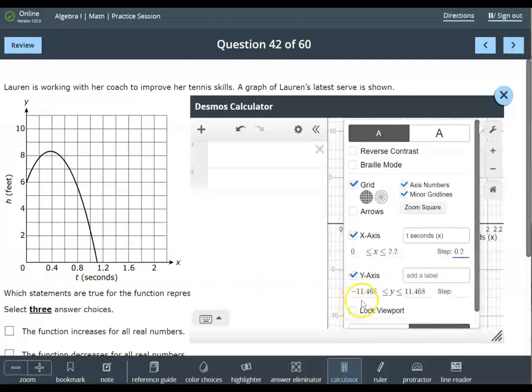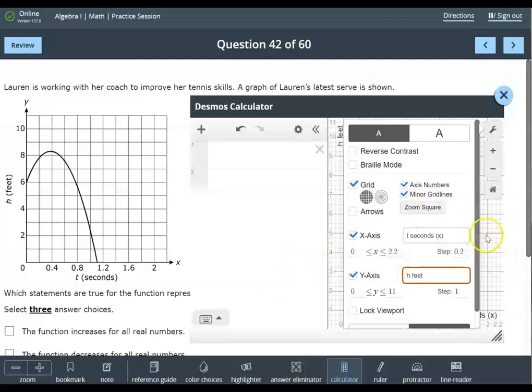The y values on the graph go from 0, and they don't go to 10, they actually go to 11. And even though the numbers count by 2s, the step is technically going to be 1 because they are putting grid lines between these numbers. Now for the y value, I'm just going to say h feet, which I'm guessing is height because we're talking about her tennis serve.